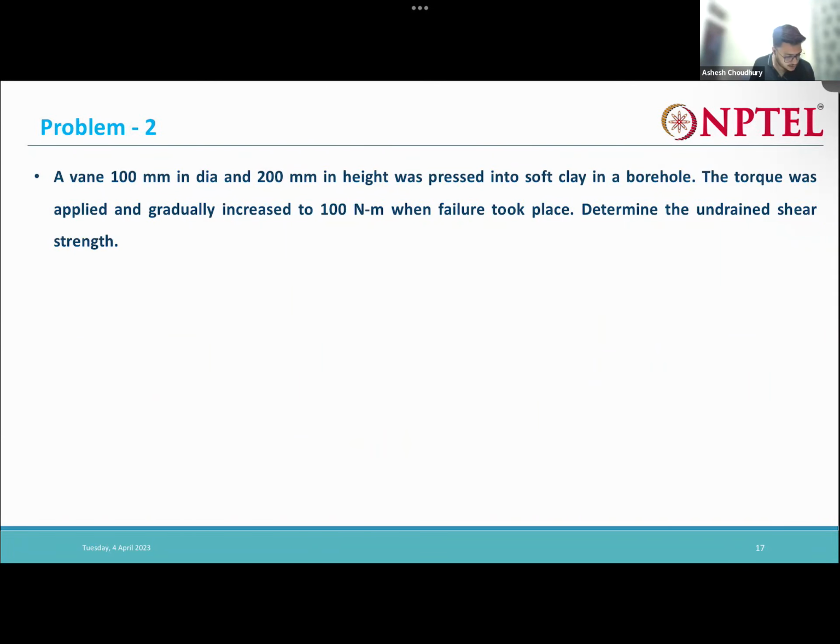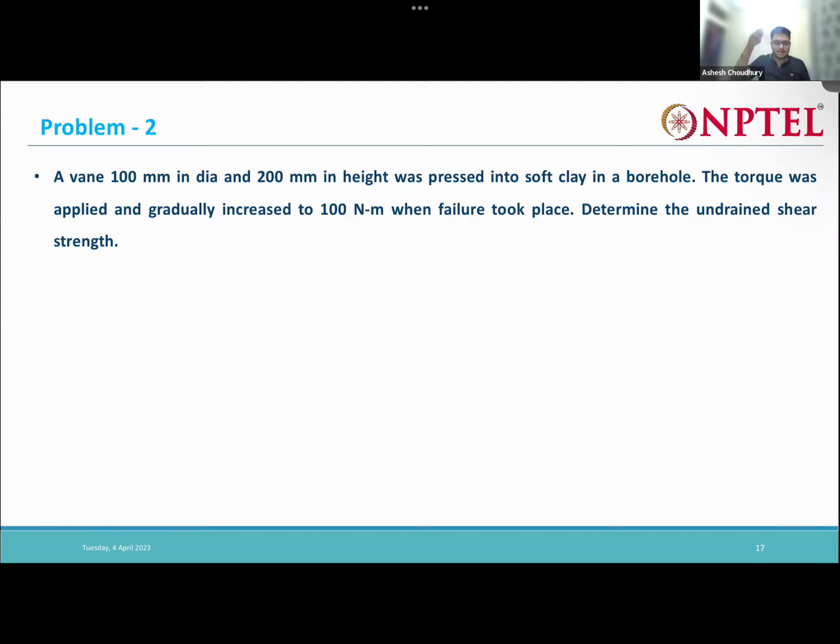Now let us go to the next question. Okay, a vane 100 mm in dia and 200 mm in height was pressed into soft clay in a borehole. The torque was applied and gradually increased to 100 Newton meter when failure took place. We need to determine the undrained shear strength. Okay, so it is a problem about vane shear.